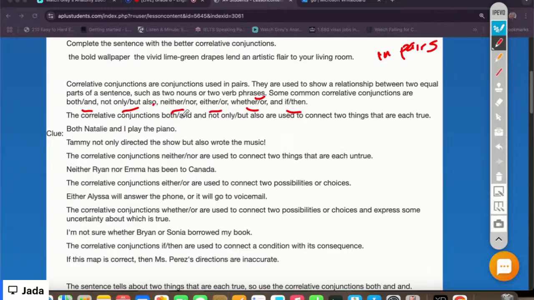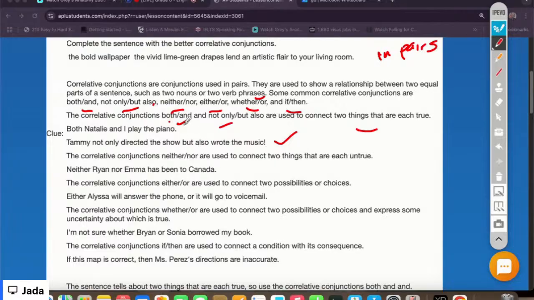The correlative conjunctions both and and not only but also are used to connect two things that are each true. Okay, so you use them to connect things that are each true, right? Both Natalie and I play the piano. Tammy not only directed the show but also wrote the music. So that is the correlative conjunction both and, and not only but also.